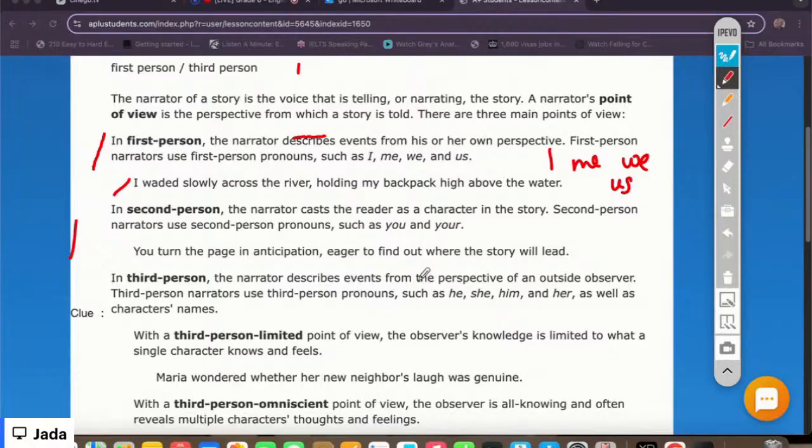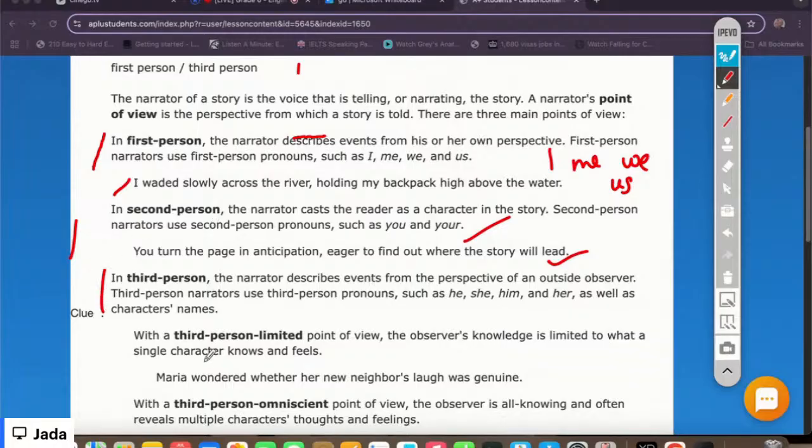All right, so in second person, the narrator casts the reader as a character in the story. Okay, so the second person narrator uses second person pronouns such as you and your. That is what the second person uses. Yeah, you turn the page in anticipation, eager to find out where the story will lead. Now, as you can see, it uses you, your.